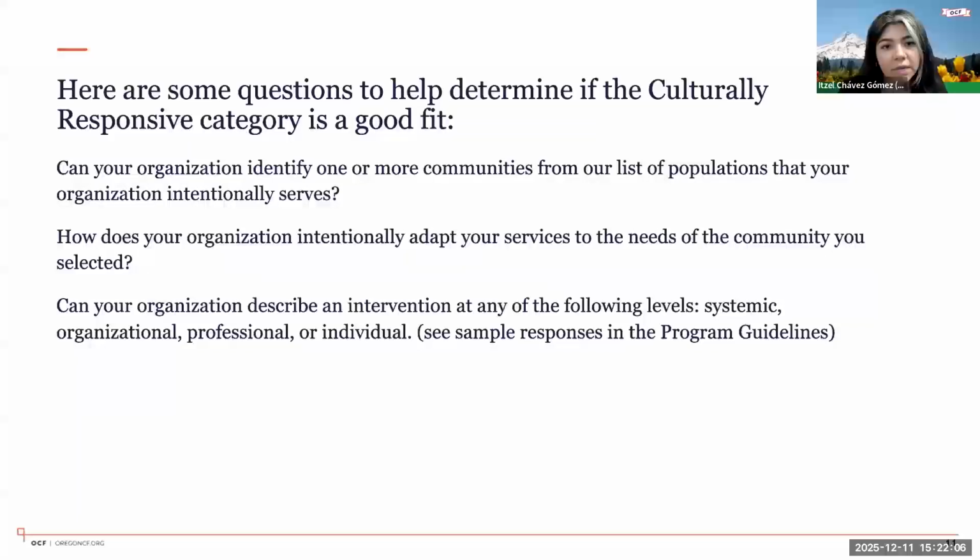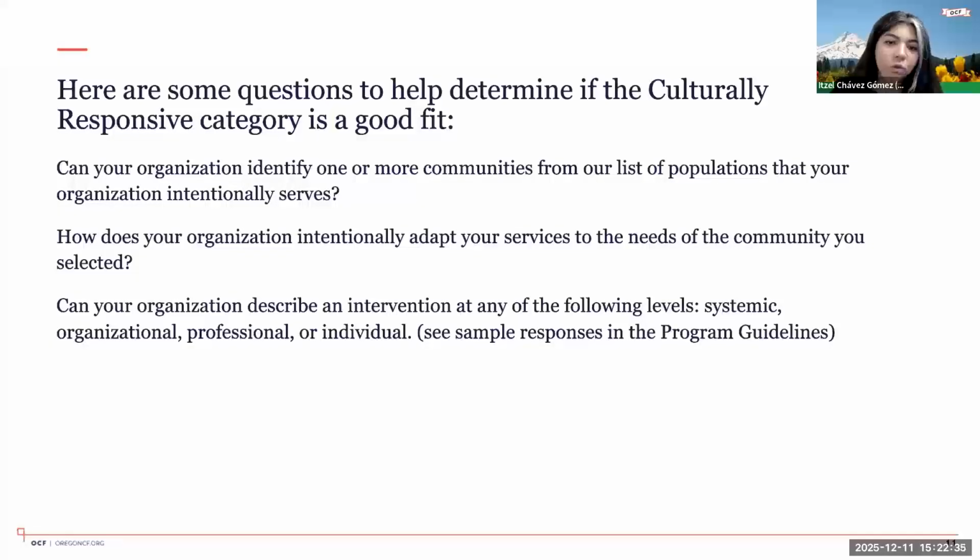So the first question, can your organization identify one or more communities from our list of populations that your organization intentionally serves? 2, how does your organization intentionally adapt your services to the needs of the community you selected? And 3, can your organization describe an intervention at any of the following levels: systemic, organizational, professional, or individual?